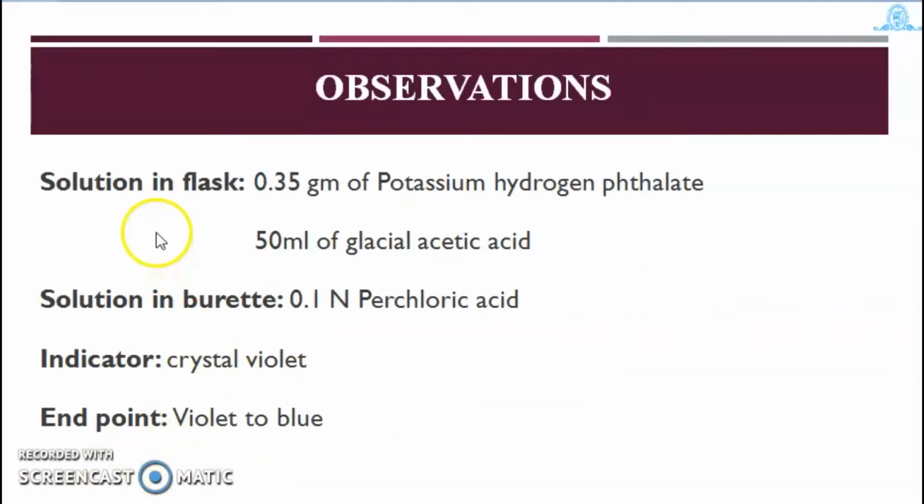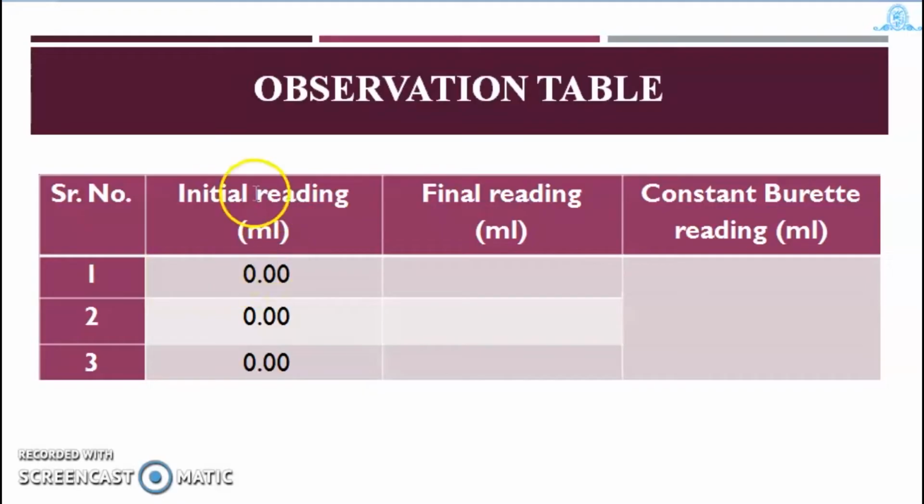So we can conclude our observations as follows. Solution in flask is 0.35 gram of potassium hydrogen phthalate and 50 ml of glacial acetic acid. Solution in burette is 0.1 normal perchloric acid. Indicator used is crystal violet and the end point is violet to blue. Similarly, we have to prepare an observation table that includes serial number, initial burette reading, final burette reading and the constant burette reading. So this is the preparation and standardization of 0.1 normal perchloric acid.